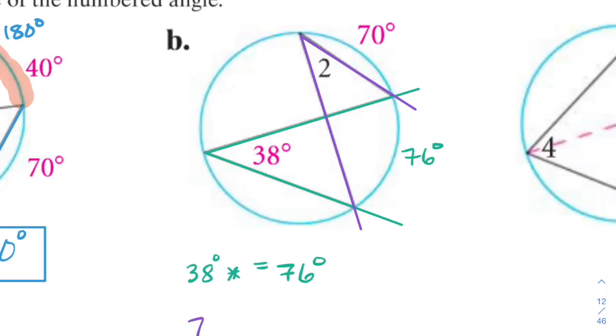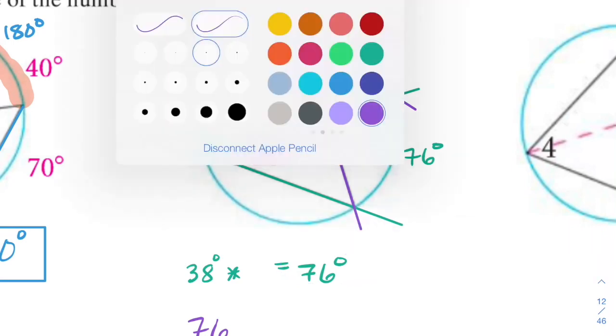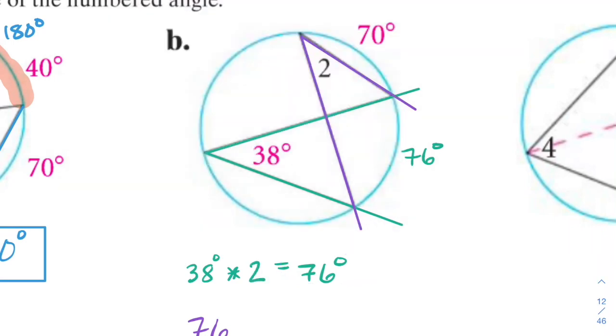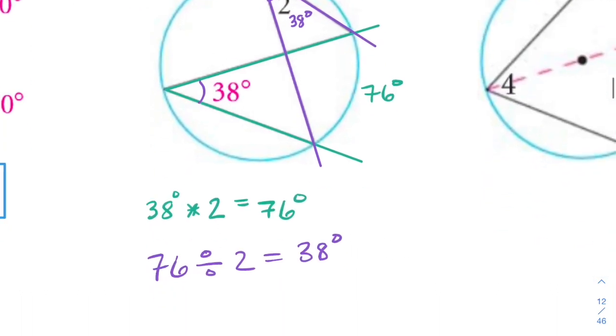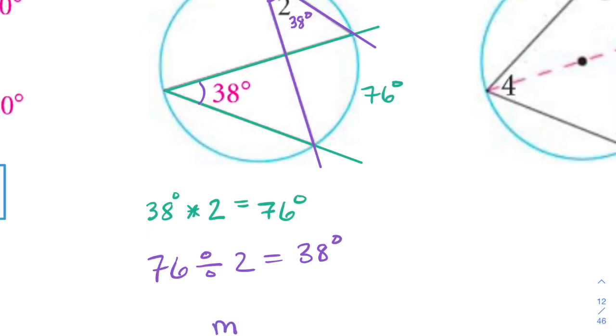So 76, whoa, what happened there? I'm not paying attention. So now we're going to do 76 divided by 2. And it's going to be 38. Ah, yes, because they have to be congruent, right? So 38 degrees. They intercept the same arc. Why did the textbook put that number 70 there? No idea. Probably just to try to confuse you. You don't need it. Just use your corollaries, and you'll know quickly what the missing measurement is.